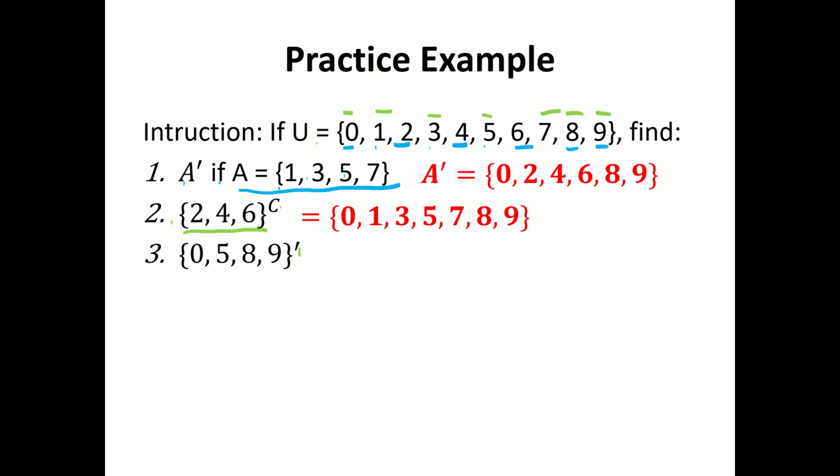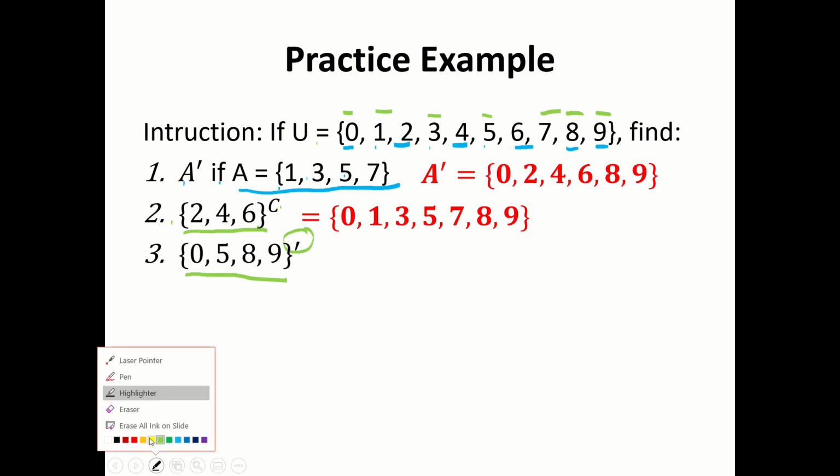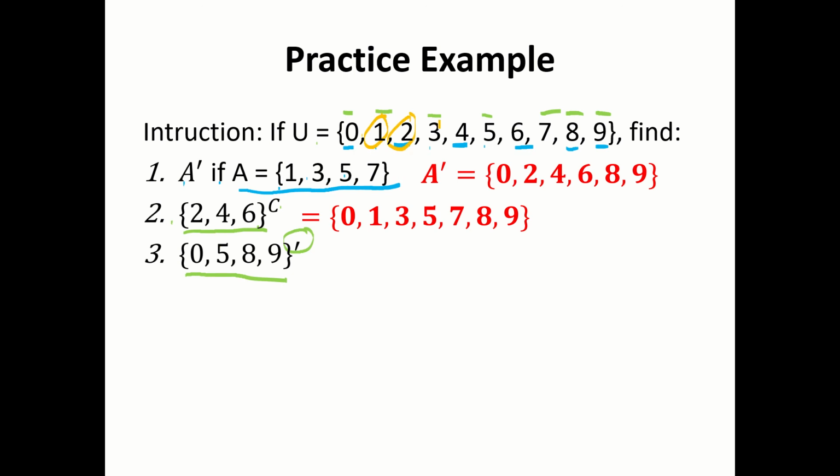And lastly, the complement of this set containing 0, 5, 8, and 9. So let's use another color. Let's say orange. There's a 0, there's no 1, no 2, no 3, no 4, but there is 5 now. There's no 6, no 7, but there's 8 and 9. So that means the complement is 1, 2, 3, 4, 6, and 7.